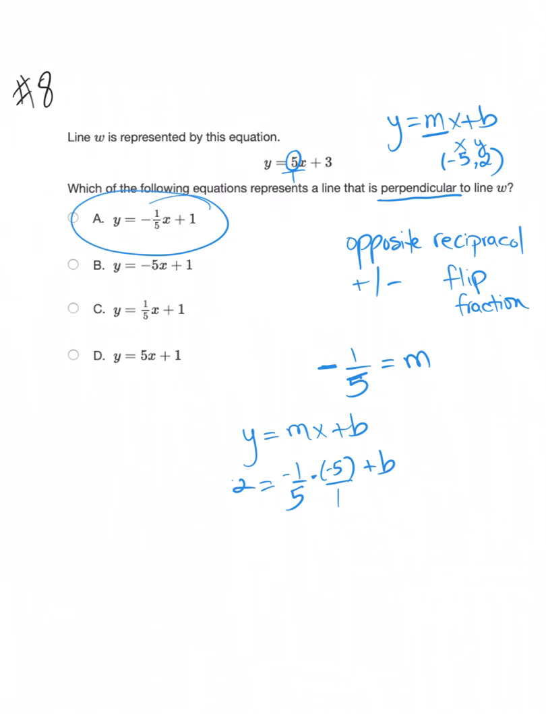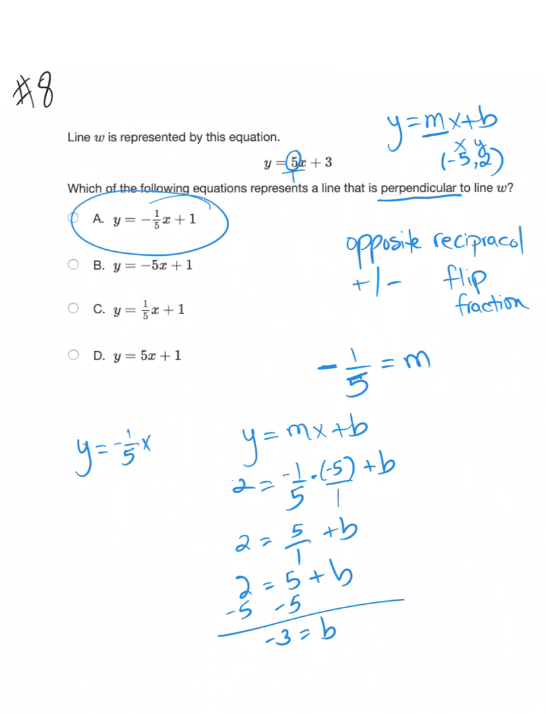Now, multiply your slope and your x. Multiply straight across. Negative 1 times a negative 5 gives me a positive 5 over 1, or just 5. And then to solve for b, you subtract 5 from both sides. So b would be negative 3. So your equation, if it had passed through the point negative 5, 2, would be this. But for this particular question, you didn't have to solve for your y-intercept. You just needed to recognize that the perpendicular slope had a negative reciprocal.